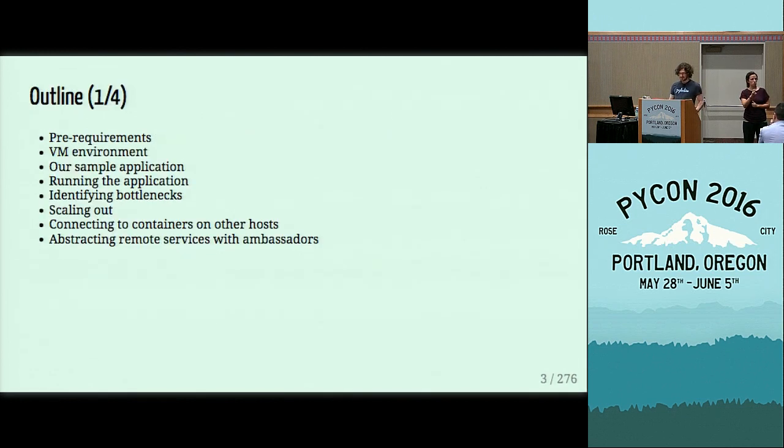All right, so this is the rough outline for today. The first part, we'll cover static orchestration and deployment. So we'll talk about the prerequisites, the VM environment. I will present the sample application that we will use during the whole tutorial. We will run that sample application. We will identify some bottlenecks, and we will see how to scale it out. Then we will connect containers running across multiple hosts and abstract remote services with ambassadors.